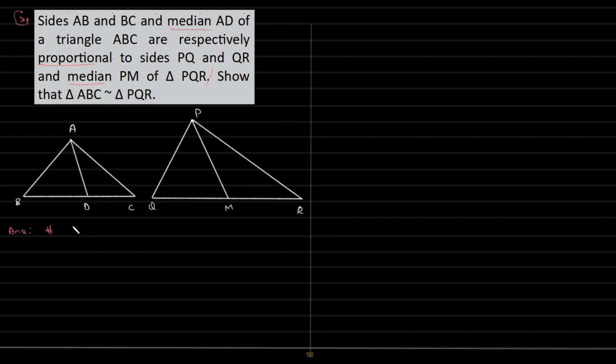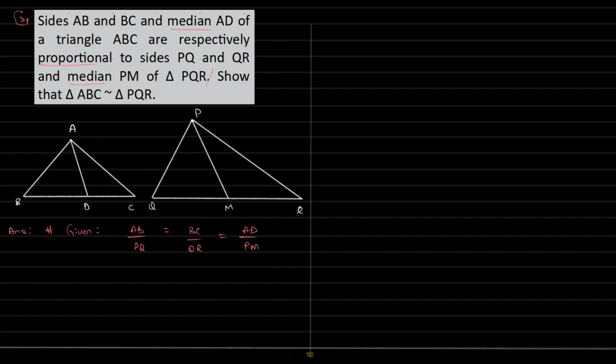Let me tell you that. When they say proportional, what they mean is AB by PQ is equal to BC by QR, which is equal to the median pair, that is AD by PM. That is, they are in the same ratio. That's what they mean by proportion.